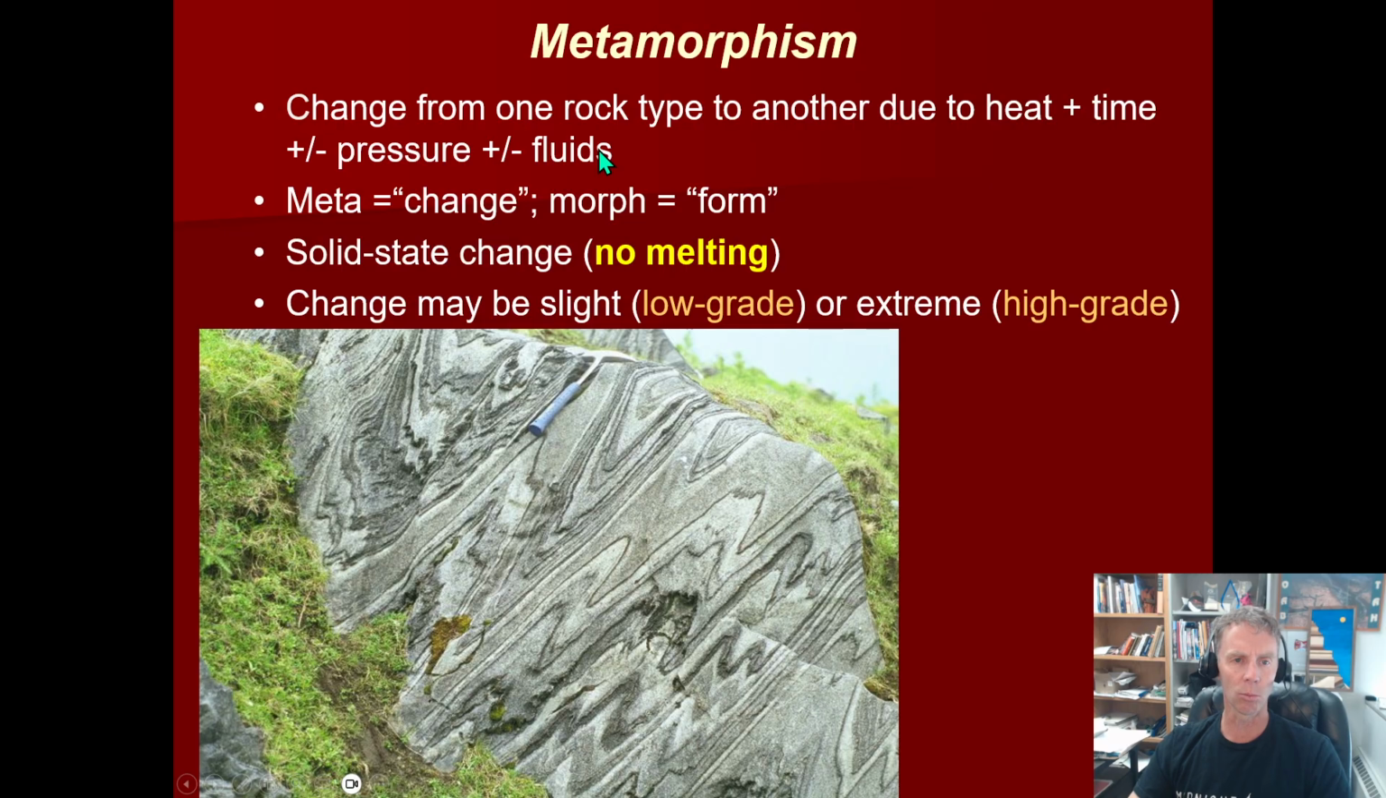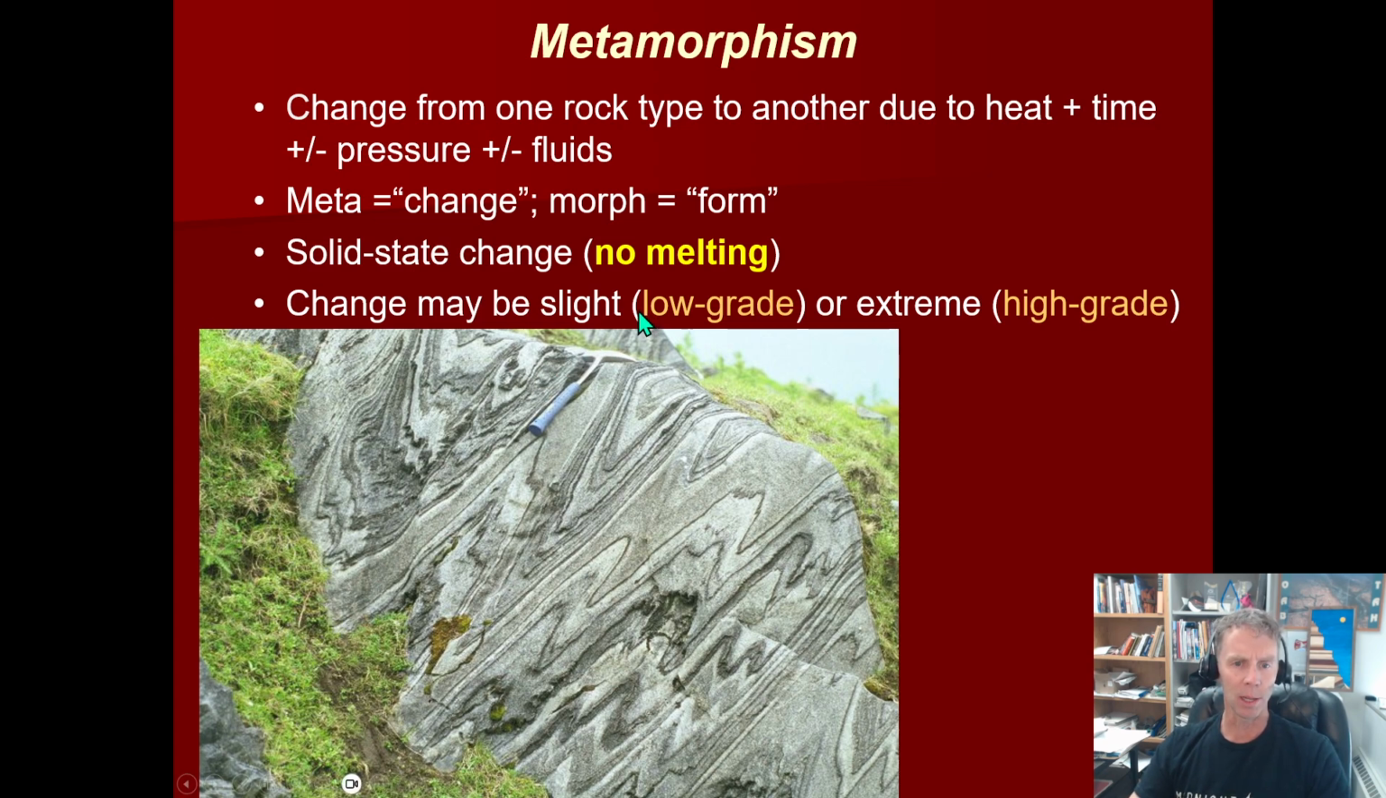So changing one rock type to another with the presence of heat, time, maybe some pressure, maybe some fluids, that's what metamorphism is. So we're changing one rock type to another. Meta means change, morph means form. And this again is a solid state change. There is no melting of rock involved in the metamorphic world. If you start melting rock back to magmas, then you're back into the igneous part of the rock cycle.